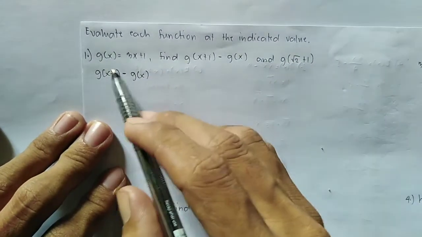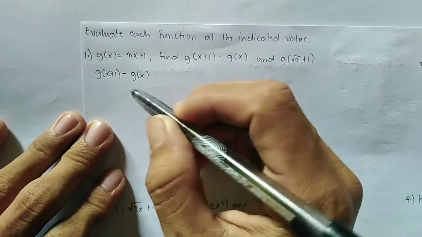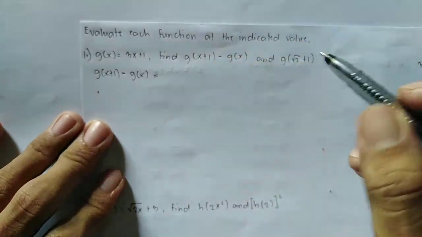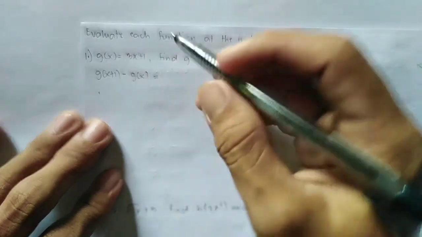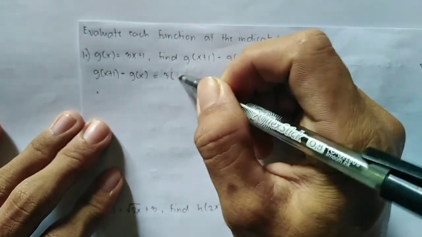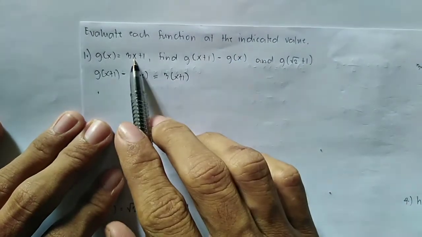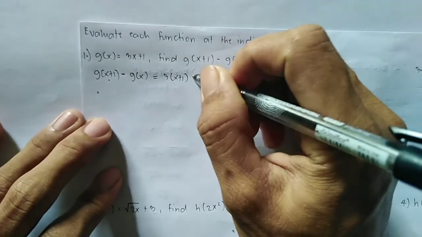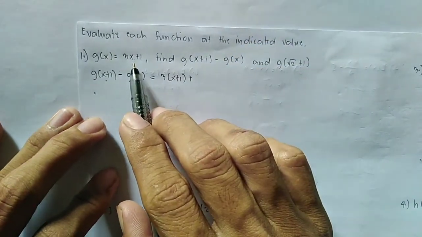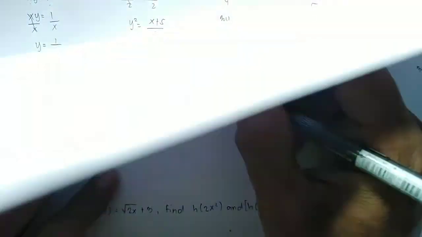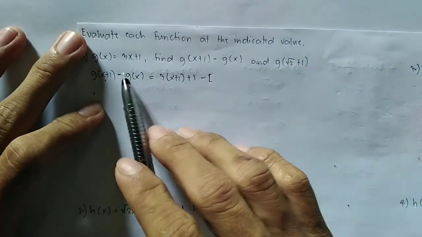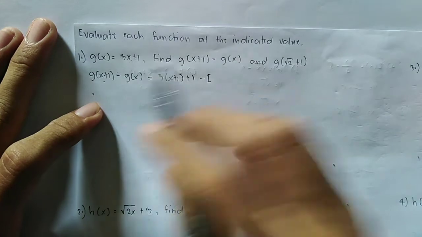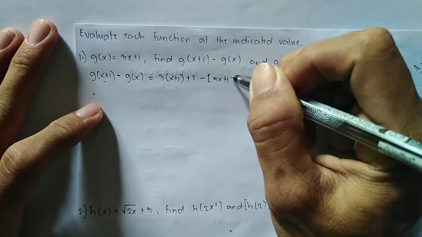So our g of x is equal to 3x plus 1. So we will get g of x plus 1. We will get 3 times x plus 1, because we are going to replace x with x plus 1 to satisfy the indicated value. So plus, from the original function, we have plus 1. Then minus our original function, which is g of x. The value of our original function is 3x plus 1. So that is why 3x plus 1.